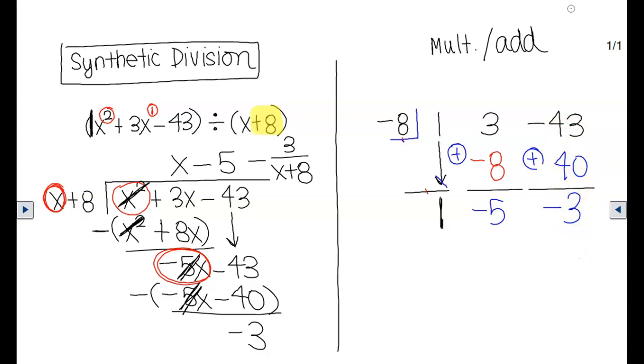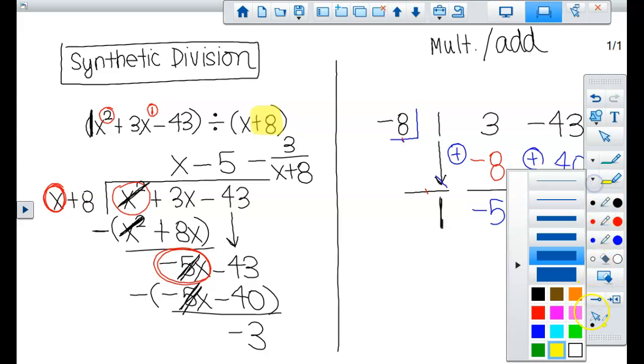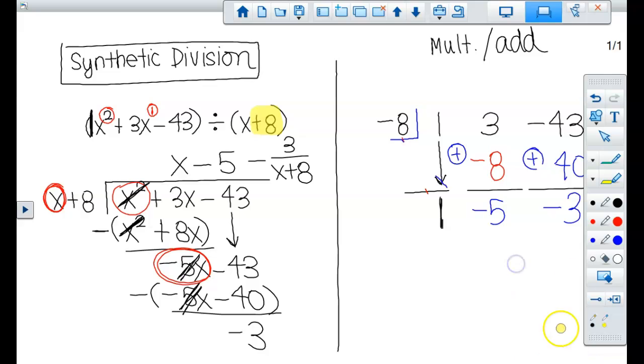And then I don't need to multiply anymore because there's no more numbers out here on the end. Now, I want you to look at the 3 numbers you have. You have a 1, a negative 5, and a negative 3. I want you to look over there at that answer and see if you see those numbers in that answer.